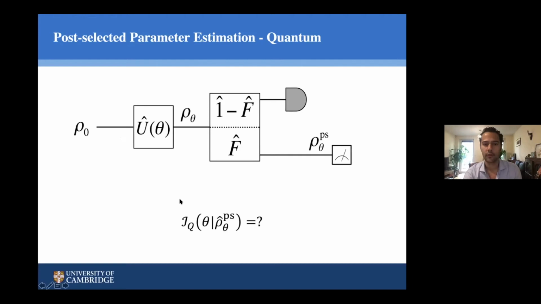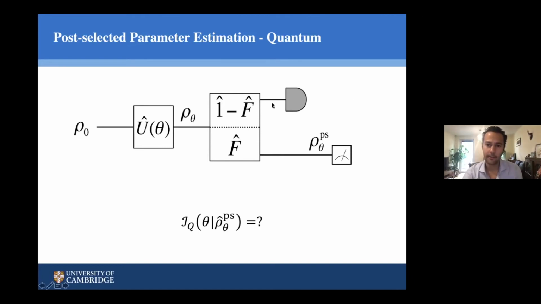Post-selection in quantum metrology would look something like this. You start with a rho naught input state. That state then evolves according to some unitary evolution, which encodes theta into rho. And then you do a projective measurement. The outcome that corresponds to this projector F, you keep. And the outcome that corresponds to 1 minus F, you send to a garbage collector.